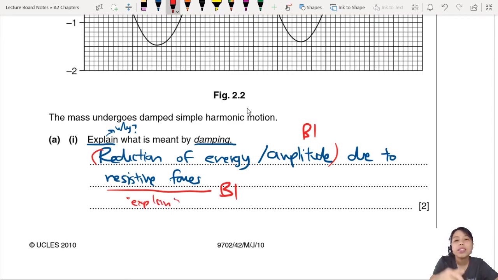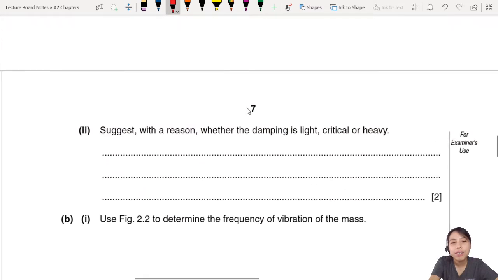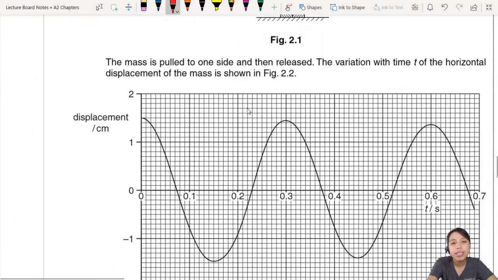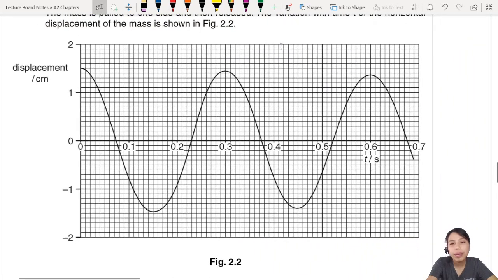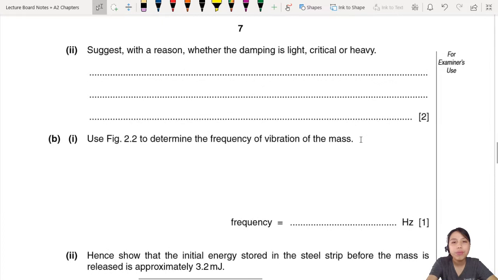Now the next part is things you have to do with the graph. First one, suggest with a reason whether the damping is light, critical, or heavy. So you have to remember how the graphs look like. And you see this one, it still goes up and down, up and down. Still got a few oscillations. So it's probably light damping. But you need to describe that in words. So for 2 marks, suggest with a reason. So the reason I say light. But why do I say light? I need to say the reason. That's the 2 marks there.